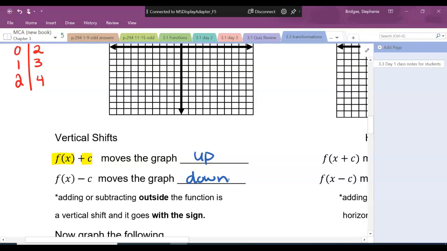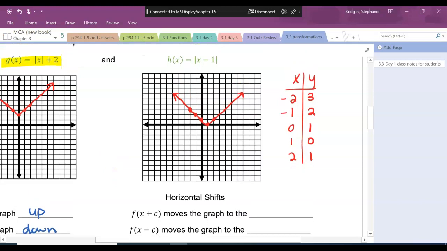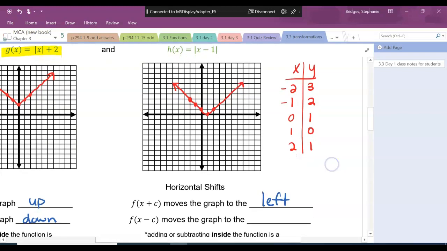And then looking at the next one, it moved to the right one, and there was a minus in my parentheses. So here's what happens now: if we take that c and we move it inside of our function, so like inside the absolute value or inside your quadratic, if it is a plus c, it is going to go to the left, okay? Which is not what we're used to. Plus is we're used to going to the right. But when it is inside your function, it's going to be opposite. And then if it's x minus c, then it is going to go to the right.